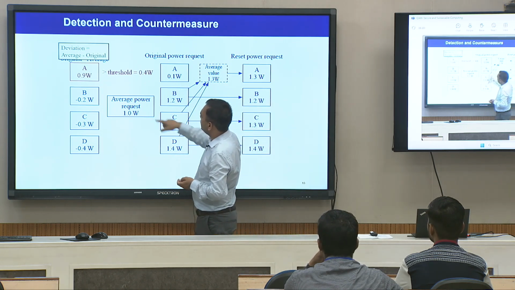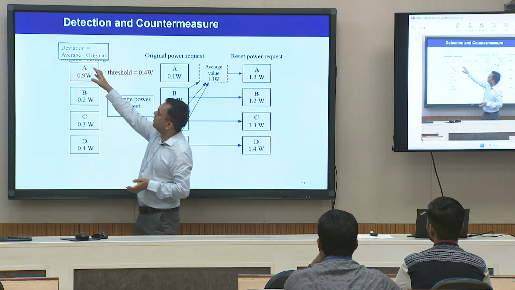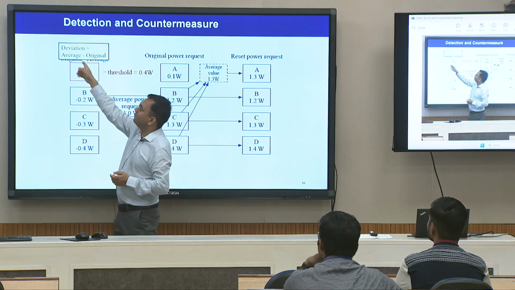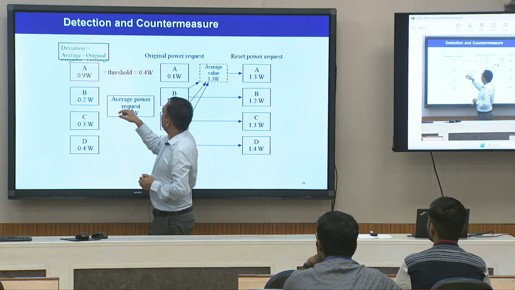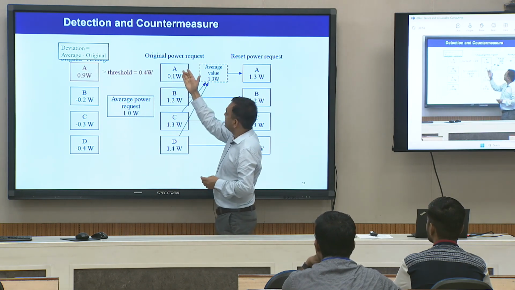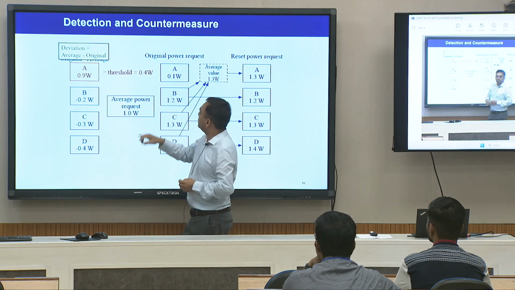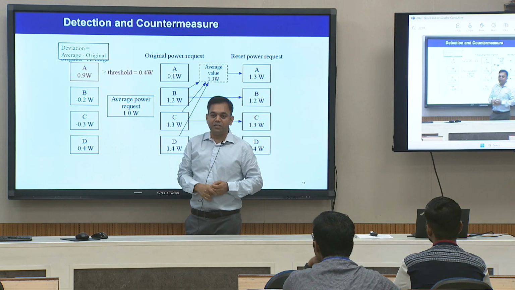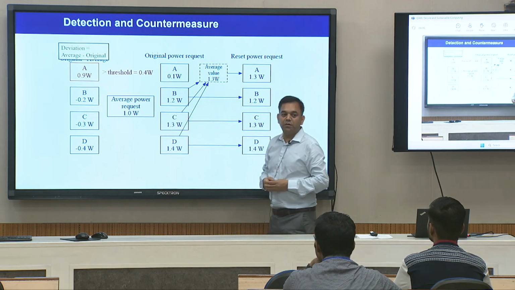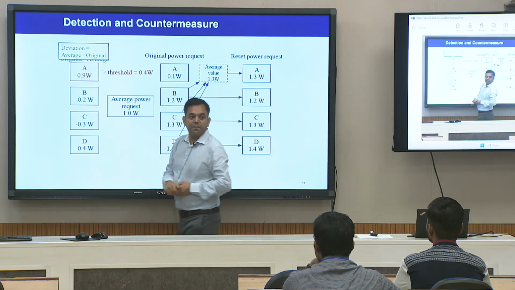You can take the average of all these and then do some calculations like this. How much is the deviation from the average? You can say average minus original request. This is the original request. So for A it will be 0.9 watt, because the average is 1 and the request is 0.1. Similarly for B it will be minus 0.2. These will be the deviations.